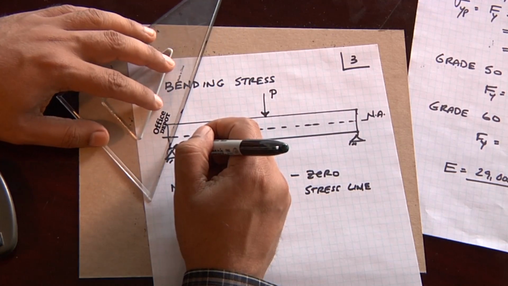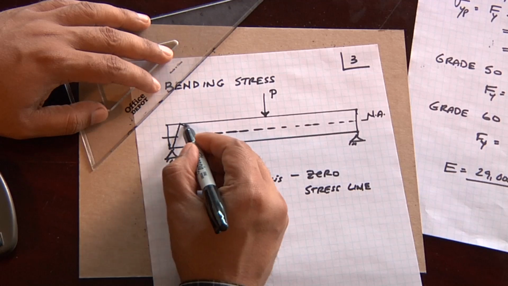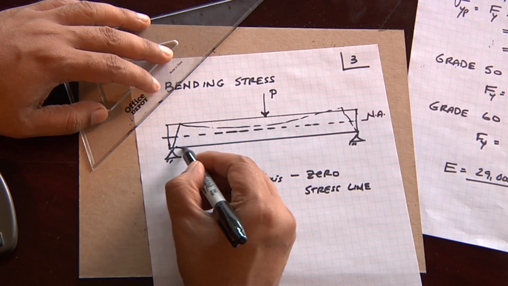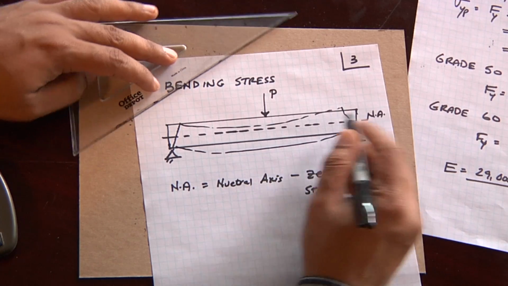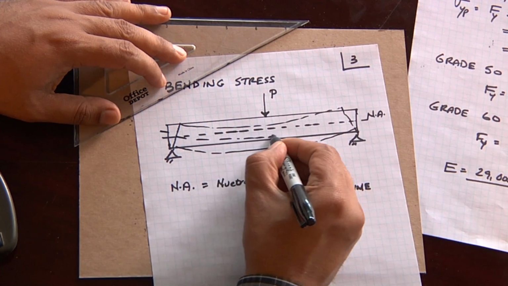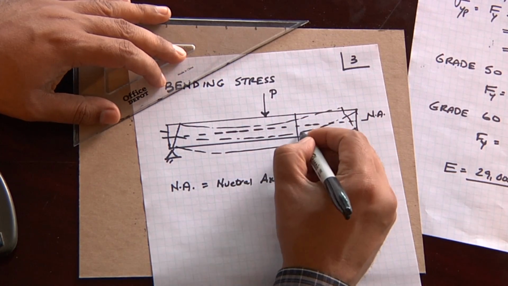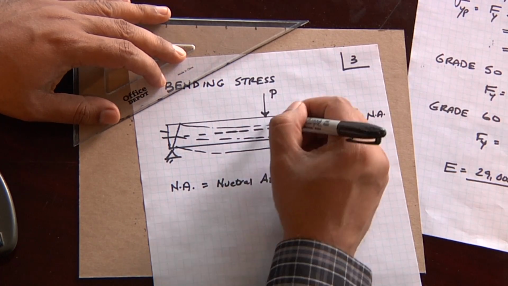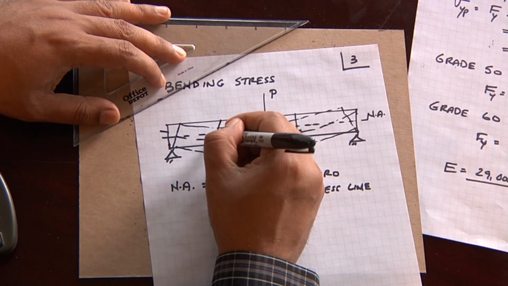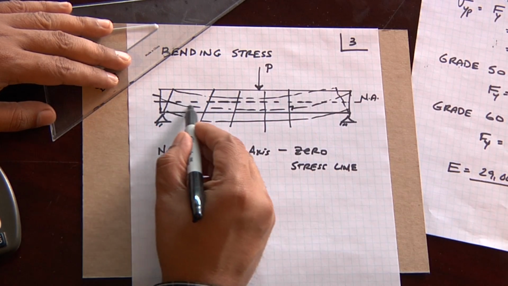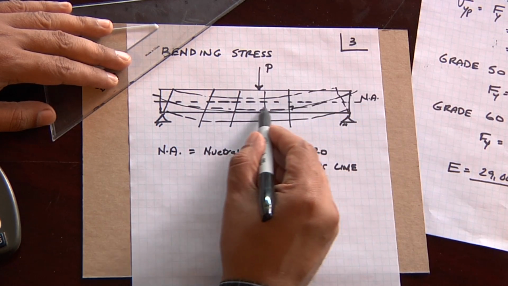If I apply a load to this beam, plane sections remaining plane means that the beam is going to deflect with a certain level of curvature so that the neutral axis always remains perpendicular, or 90 degrees, to this bending section. This is the neutral axis, and the definition of the neutral axis is the zero stress line, which means that along that axis we're having zero bending stress.